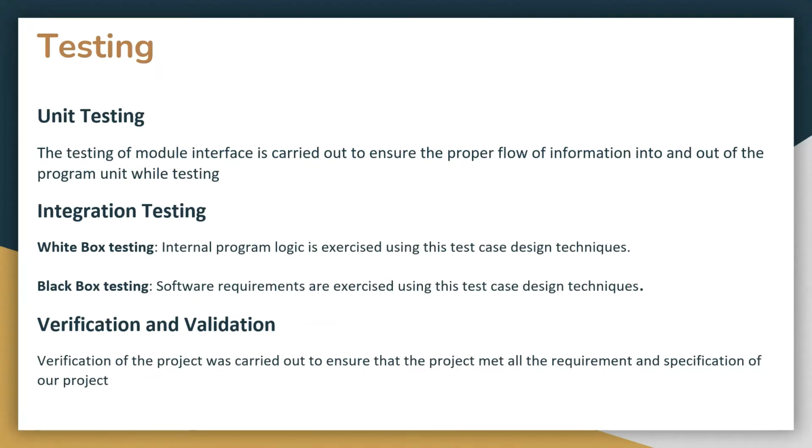Testing has been divided into three subtasks: unit testing, integration testing, and the verification and validation. So unit testing is carried out for testing modules constructed from the system design. Testing has been performed on each phase of project design and coding. The testing of module interface is carried out to ensure the proper flow of information into and out of the program unit while testing. Next is integration testing.